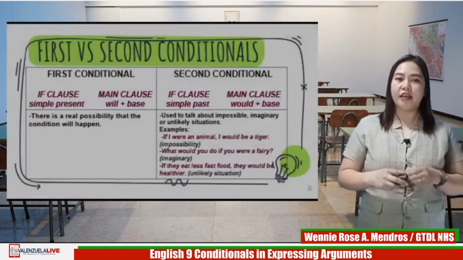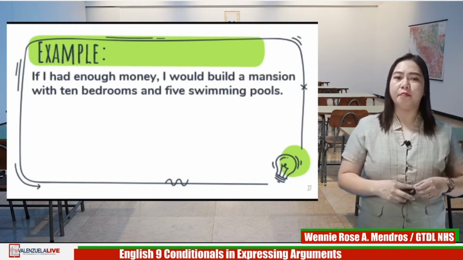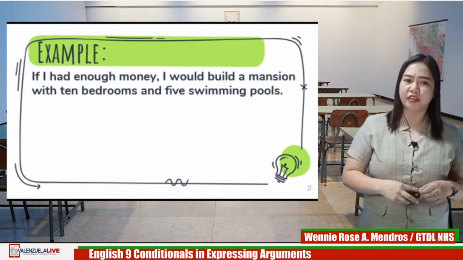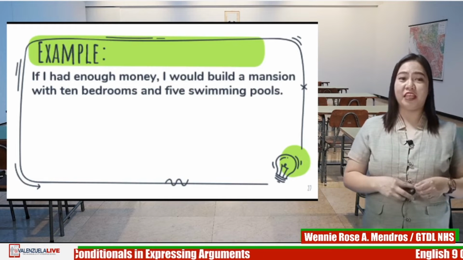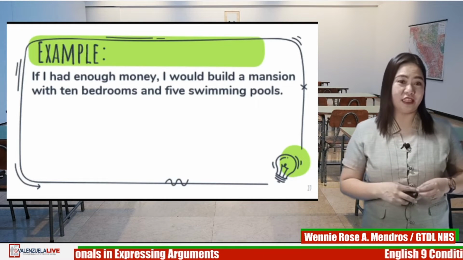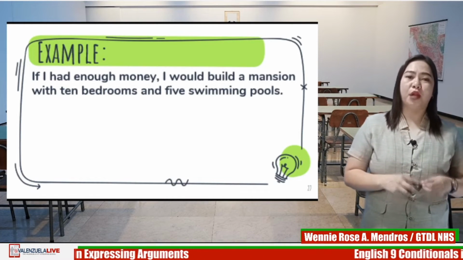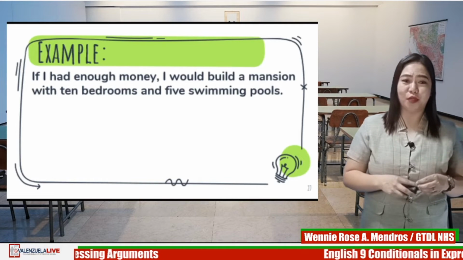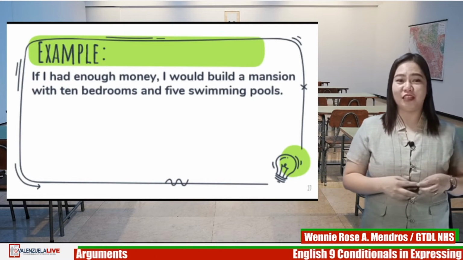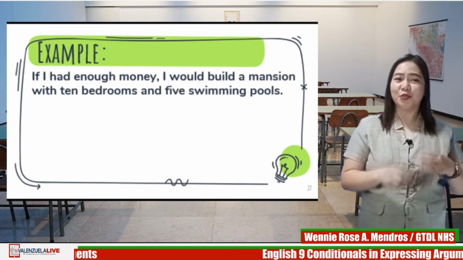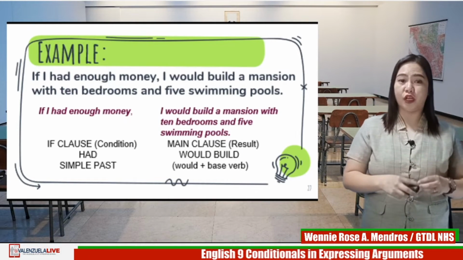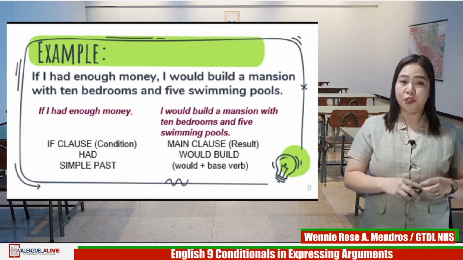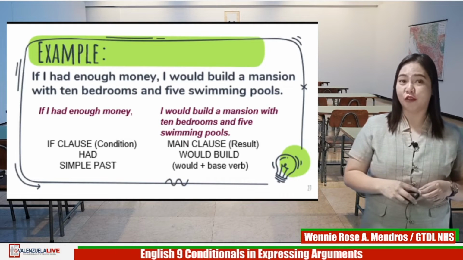If I had enough money, I would build a mansion with 10 bedrooms and 5 swimming pools. Wow. This is another example of a conditional sentence, a second conditional sentence. Why? Because I'm probably not going to have this much money. This is just a dream and it is not real. As you can see, we use the simple past tense had in the if clause and would plus base verb in the main clause.